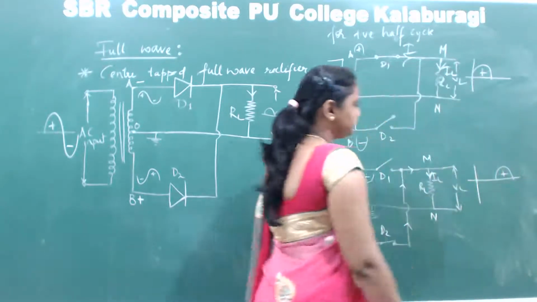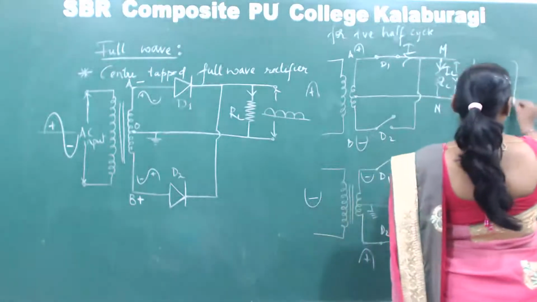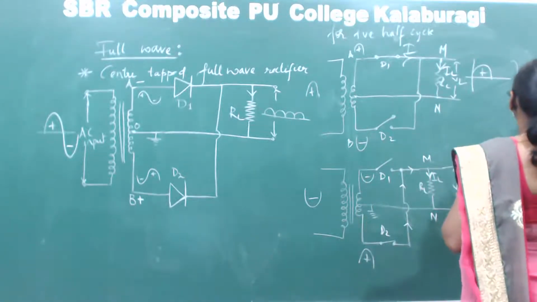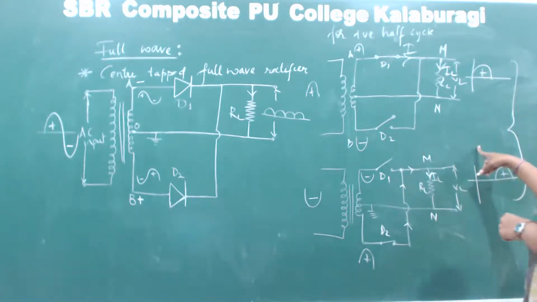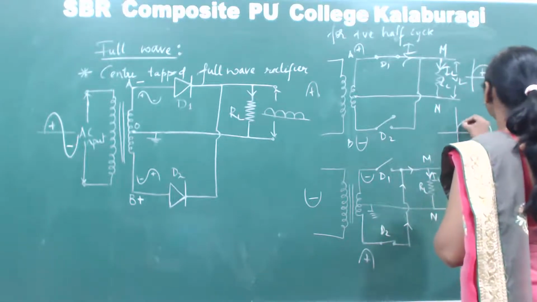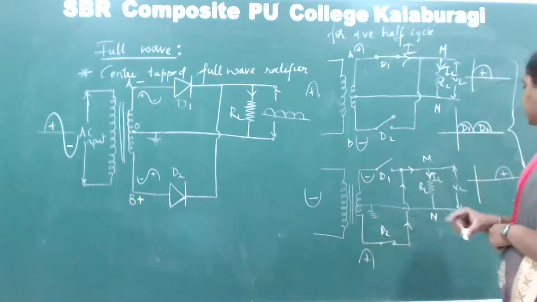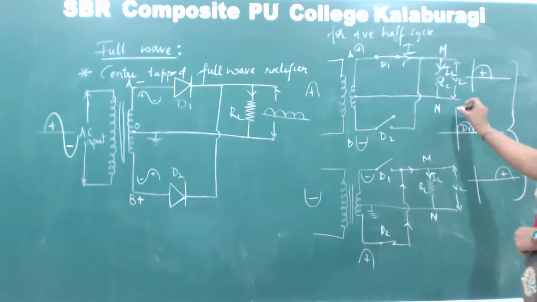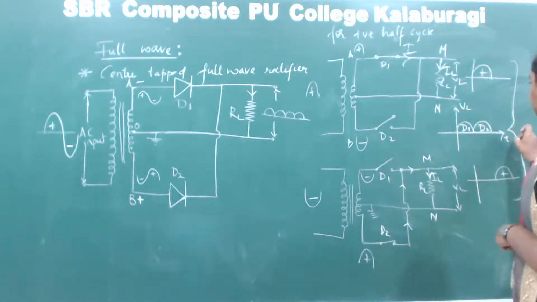That's why it is going to form another positive side. Together we can observe the output to be like this. This is due to D1 and this is due to D2. This cycle we can observe at the output. This is the VL, the load voltage with respect to time.